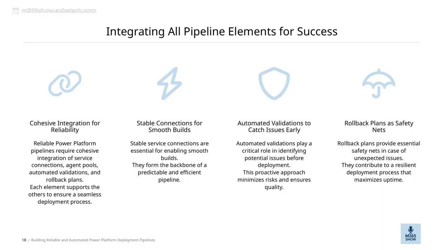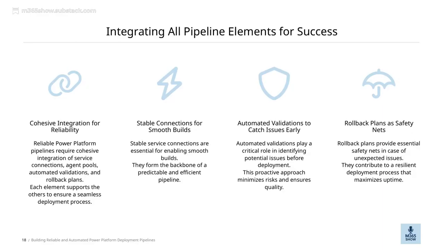Stable connections are also essential. Reliable service connections ensure that our builds run smoothly without interruptions. They are the backbone of a predictable and efficient pipeline, reducing the chances of failures caused by connectivity issues.